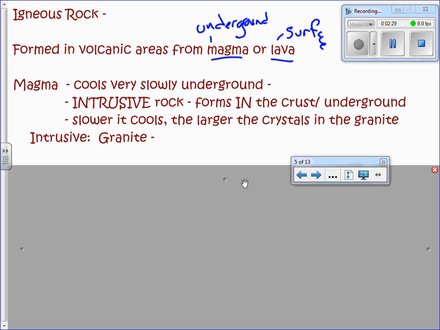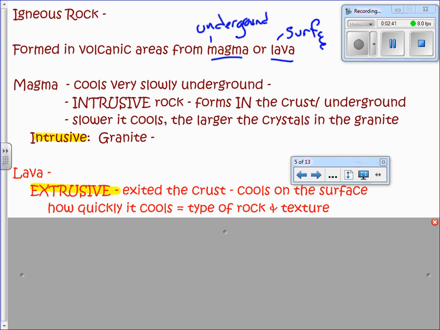So when you read in your textbook yesterday, igneous rock can be divided into intrusive and extrusive. Intrusive because it cools inside the crust. Intrusive, inside. Intrusive magma cools very slowly underground. It forms in the crust. The more slowly it cools, the larger the crystals. And one example of this is granite.